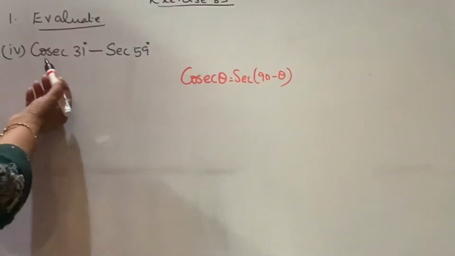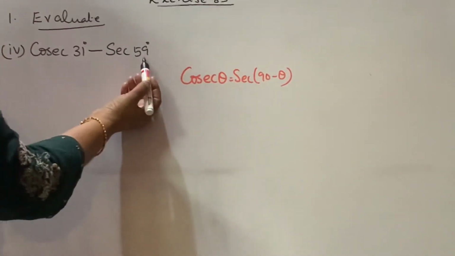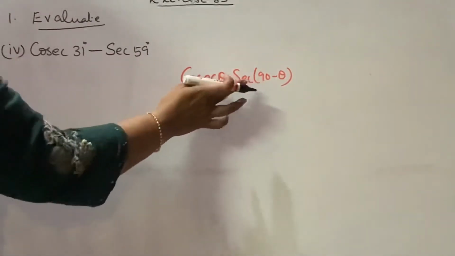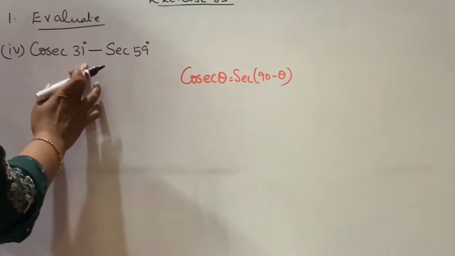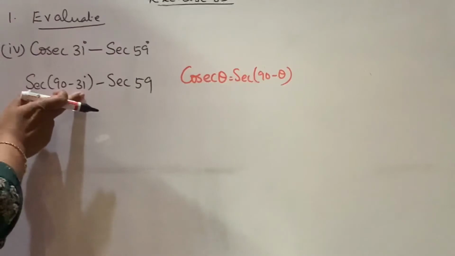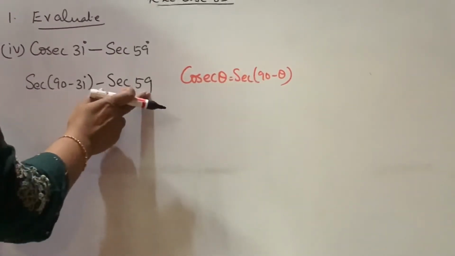Fourth part of the question, cosec 31 minus sec 59. 31 and 59 are complementary angles. So change this. Cosec theta is equal to sec of 90 minus theta. So here you can write sec of 90 minus 31. Look here, sec 90 minus 31 is 59. Sec 59 minus sec 59. That is 0.